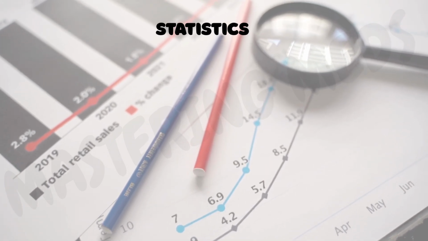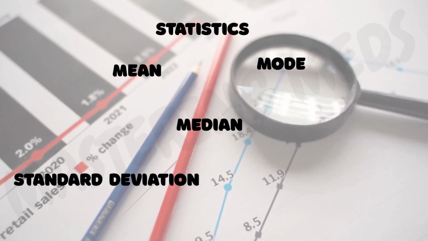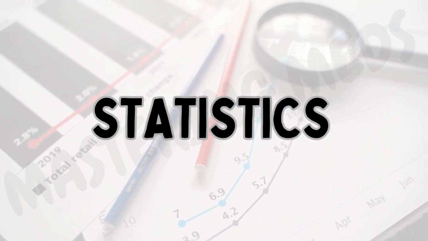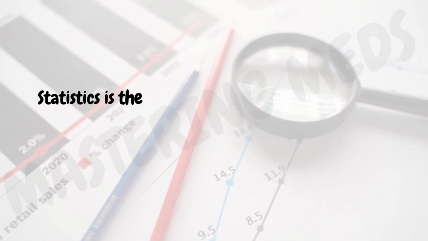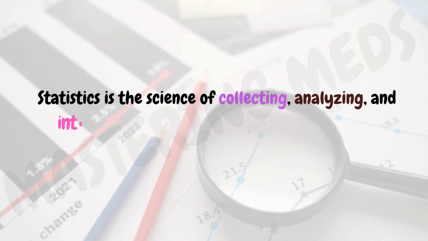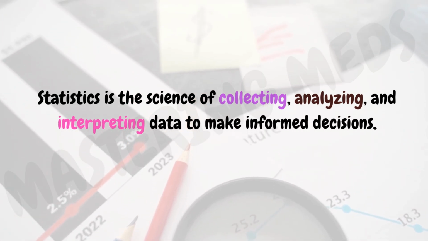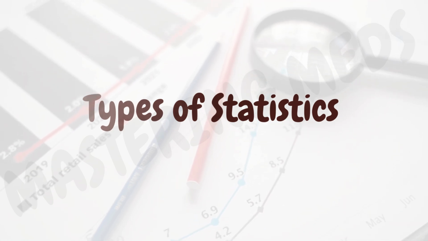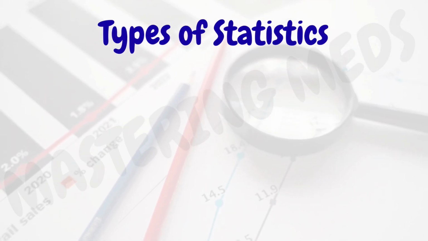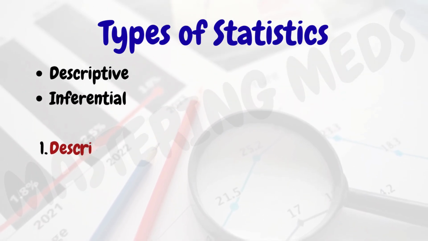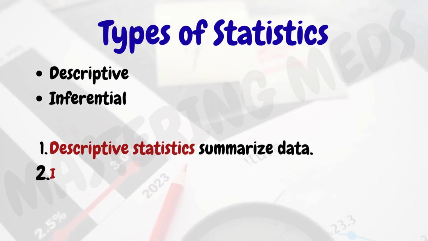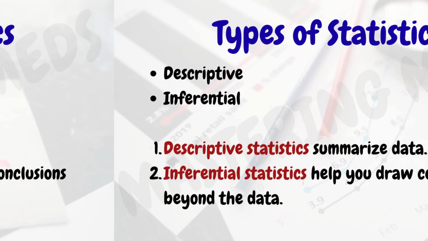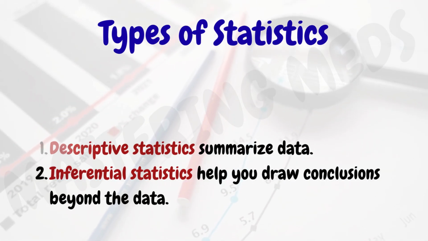Strong statistics starts with strong basics. In this video we'll learn about basics of statistics. Statistics is the science of collecting, analyzing, and interpreting data to make informed decisions. Types of statistics. It includes descriptive statistics and inferential. Descriptive statistics summarize data. On the other hand, inferential statistics help you draw conclusions beyond the data.